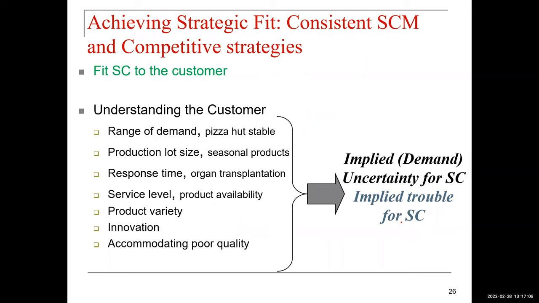Achieving strategic fit: consistent supply chain management and competitive strategies, understanding the customer, for example, the range of demand, production lot size connected with the seasonality of the product, response time. So here's the organ transportation example, which you know cannot wait, right? So you need to have a list of people that are available, so when this becomes available, you can adapt and react quickly.